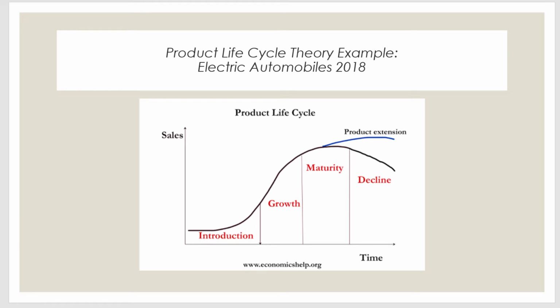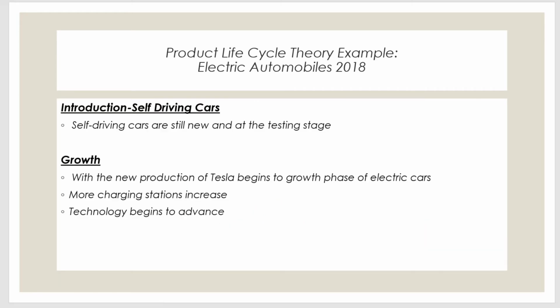An example of this theory can be seen with the rise of electric cars in 2018. In this example, there are only 4 stages that occur. The first stage is the introduction stage, when self-driving cars are becoming more known, but still new and still at the testing stage. The growth stage is when Tesla begins to actually implement this product and sell it to consumers. With the success of the company, there has been an increase in charging stations and an advancement in technology.